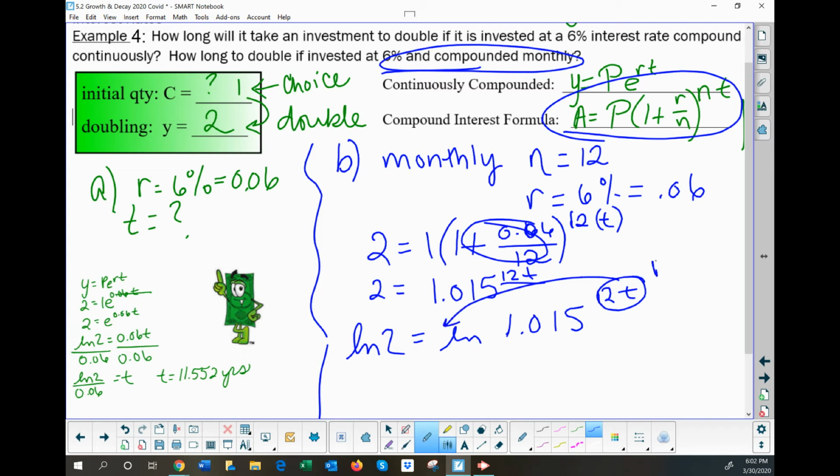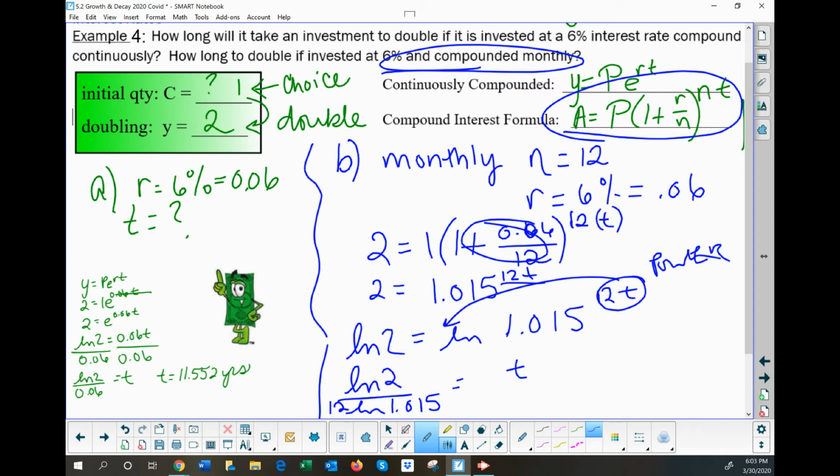Natural log of 2 divided by natural log of 1.015 is equal to 12t. So now we just need to divide by 12, don't we? And I'm going to just bring that down. All right, and then you'll be able to get the amount of time. I'm going to pause so I can tell you what that is.